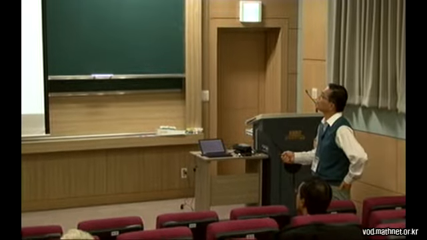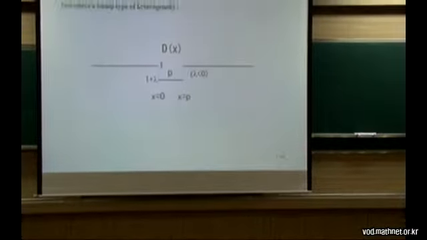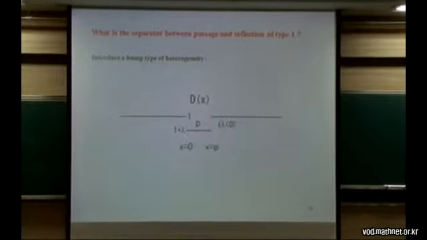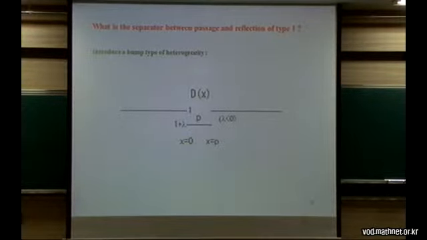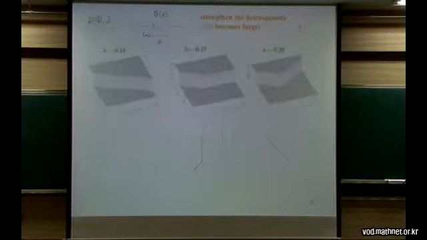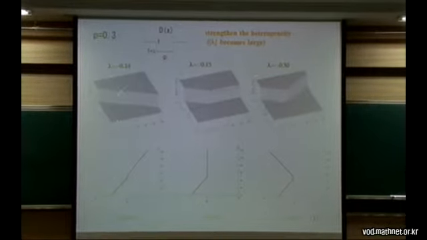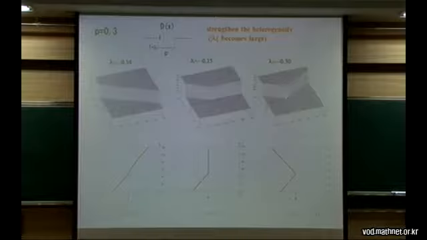To give an answer, we introduce a bump type of heterogeneity like this. Here we use the bump type, and the length of the bump equals P. The other conditions are the same. So we try some numerical simulation. For P equal to 0.0, the length of the bump is very small. In this case, depending on this value, there occur passage, blocked, and reflection of type 2, just like here.